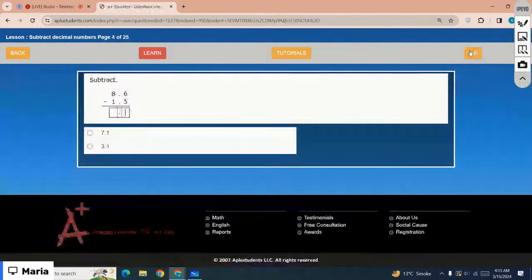Okay, the next one is 8.6 take away 1.5. So which is the correct option? Yes, the correct option is option number one. That is 7.1.